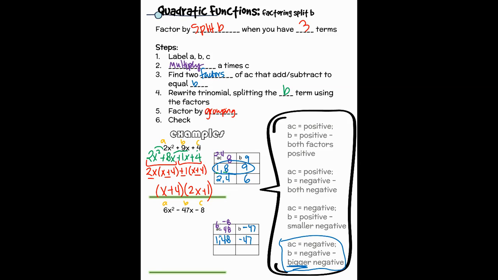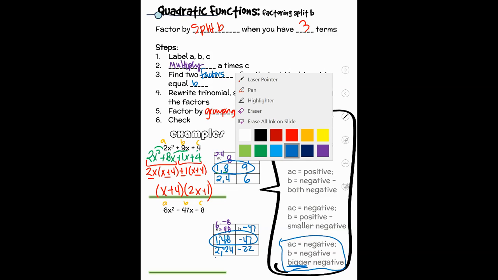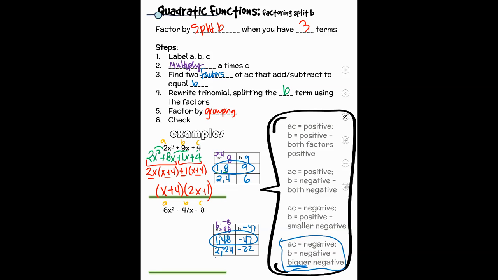Okay, I'm going to do 2 more of the factors, just so that you can see. So 2 times negative 24 gives me negative 48. That would give me negative 22. Okay, but we already know that this first one is going to be our split b. So I'm going to rewrite this. That first term, a, stays the same. And I'm going to split this using these numbers. So negative 48x plus x minus 8.